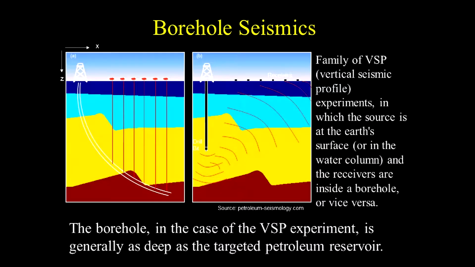Borehole seismic experiments are generally described as a family of vertical seismic profile experiments, in which the source is at the Earth's surface, or in the water column, and the receivers are inside a borehole, or vice versa. The borehole, in the case of the VSP experiment, is generally as deep as the targeted petroleum reservoir.